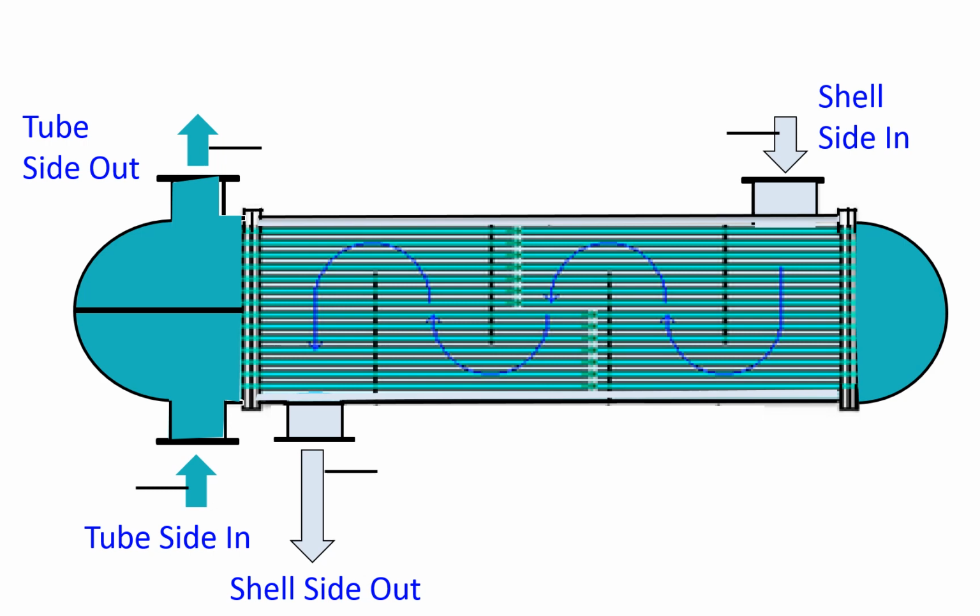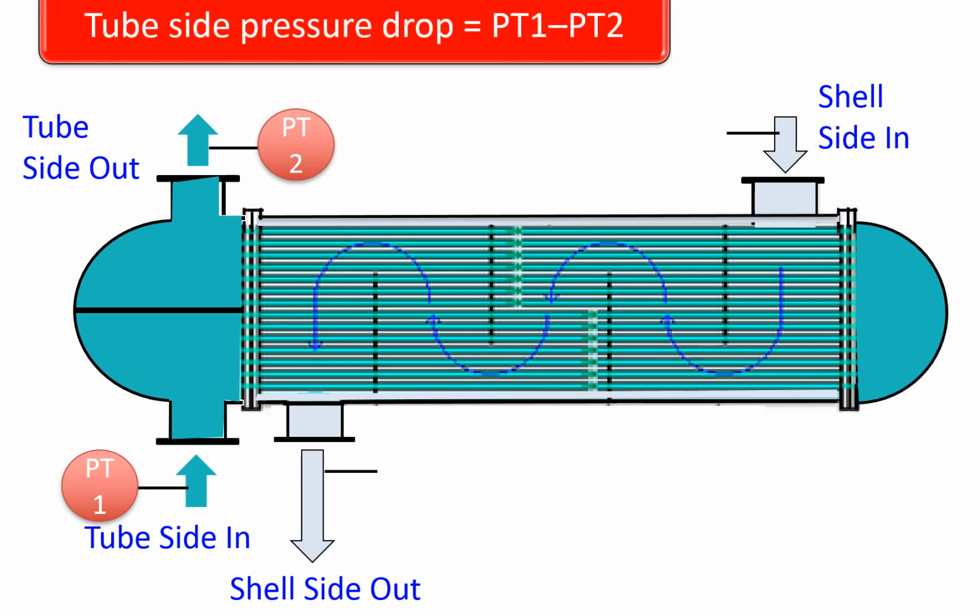This figure illustrates what a pressure drop is and how it is measured. The fluid at the inlet is at a higher pressure than the fluid that is leaving the heat exchanger. With reference to the figure, P1 is the pressure of the fluid at the tube side inlet and P2 is the pressure at the outlet on the tube side. The difference is the tube side pressure drop, that is P1 minus P2.